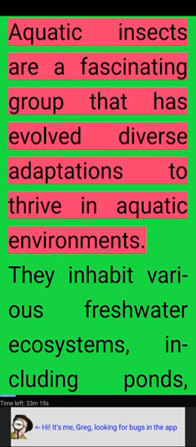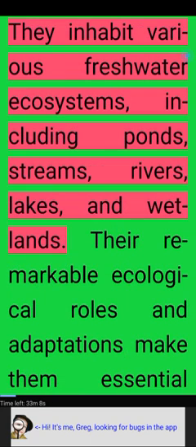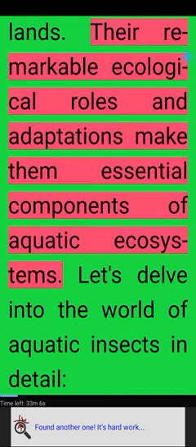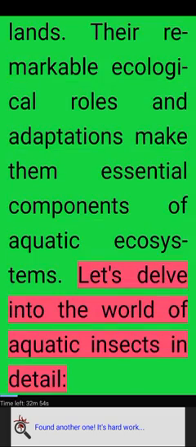Aquatic insects are a fascinating group that has evolved diverse adaptations to thrive in aquatic environments. They inhabit various freshwater ecosystems, including ponds, streams, rivers, lakes, and wetlands. Their remarkable ecological roles and adaptations make them essential components of aquatic ecosystems. Let's delve into the world of aquatic insects in detail.